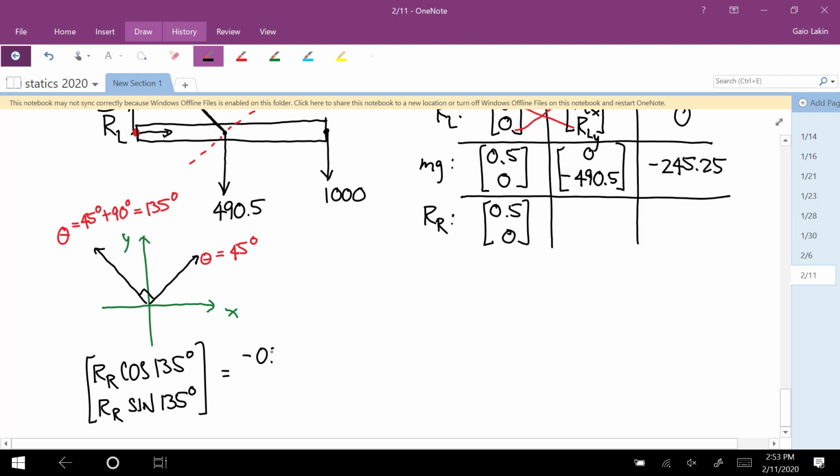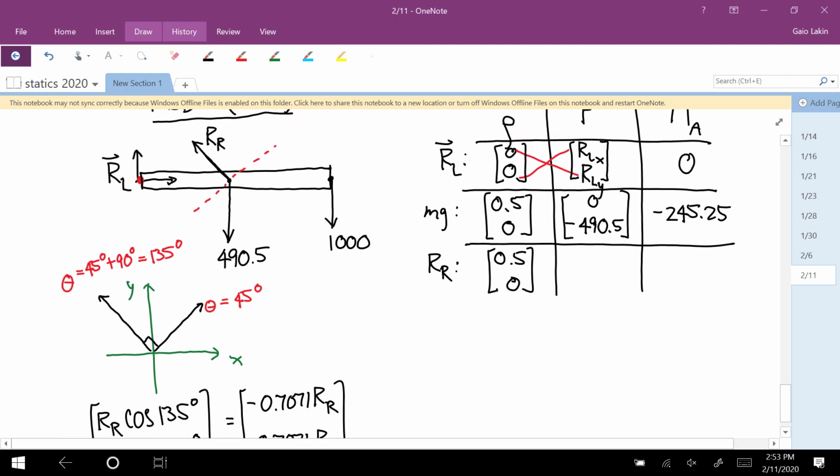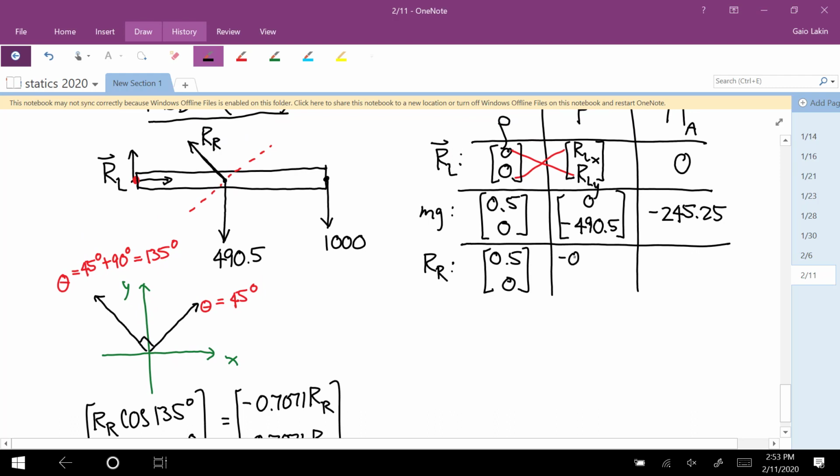And that's negative 0.7071 RR, positive 0.7071 RR. So then that's the force. And now the cross product is positive 0.3535 RR.